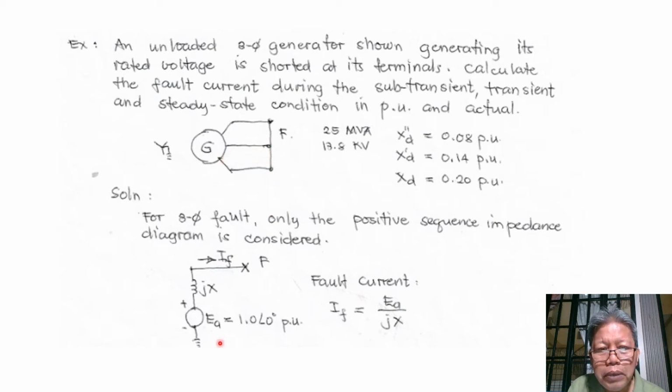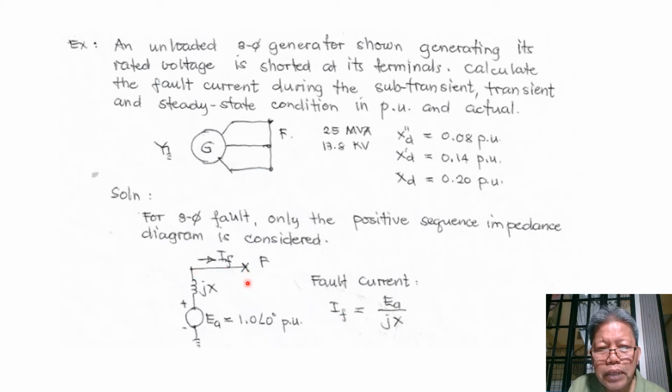up to its terminal would be this, where we have a generated voltage per phase of 1.0 at an angle of 0 per unit as our reference, in series with its positive sequence reactance. We just call this GX, and then we have here the terminal and the fault occurs here. So the fault current IF will be flowing towards the fault.